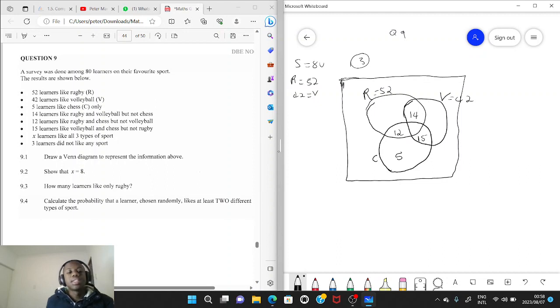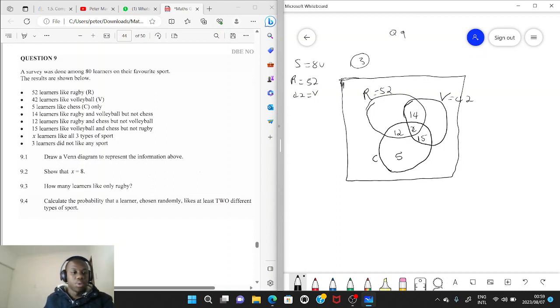And then X learners like three types of sport. So it simply means that this number of learners, these are the learners that engage in all kinds of sports. So all kinds of sports, this is where the three events intersect, which is this portion. This is the intersection of all events. So meaning we have X, right?